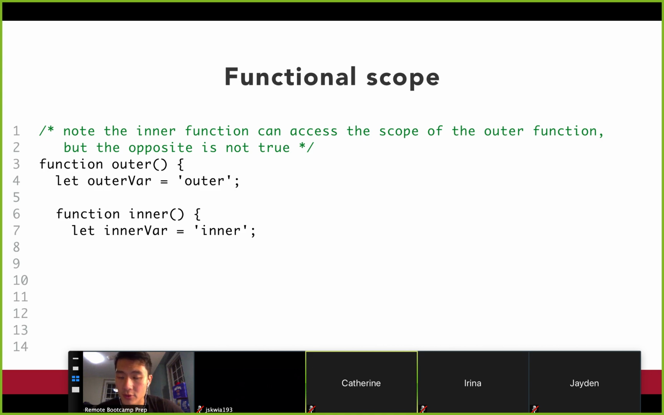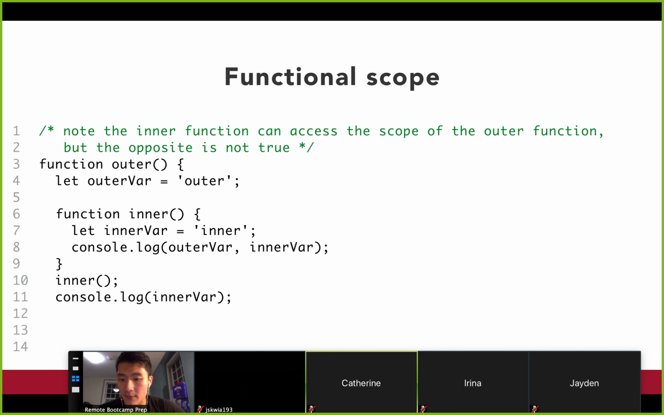On line 4, we create a variable called outer var. On line 6, in our inner function, we create a variable called inner var on line 7. And then on line 8, we console log out outer var and inner var. That works perfectly fine. The value of outer var is outer. The value of inner var is inner.